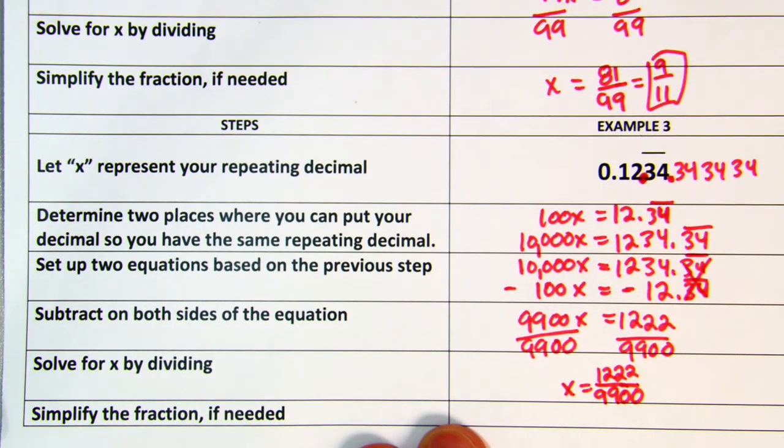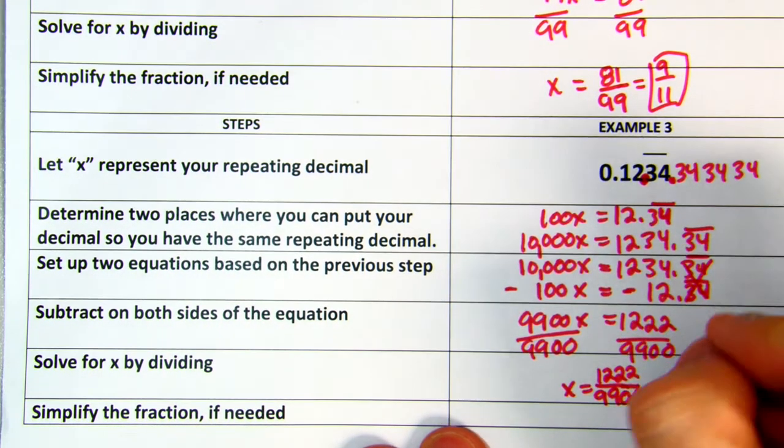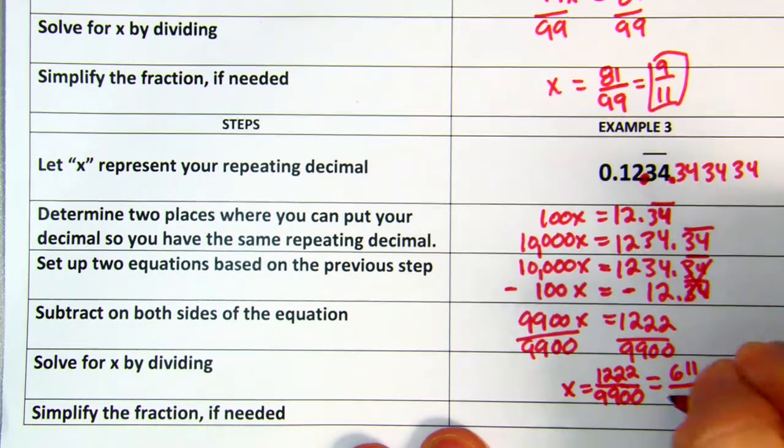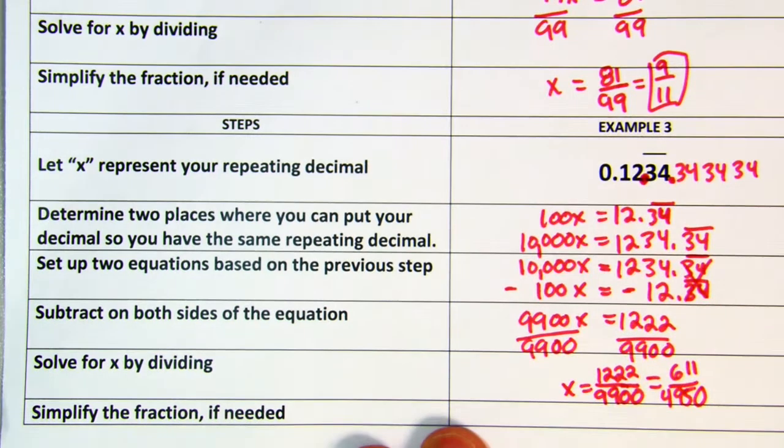These are both even numbers, so I know that they can be simplified. If I divide by 2, I get 611 over 4,950. And that is actually the simplest form that I can have there. Okay, so those are your 3 examples. You have 4 examples to do on your own now.